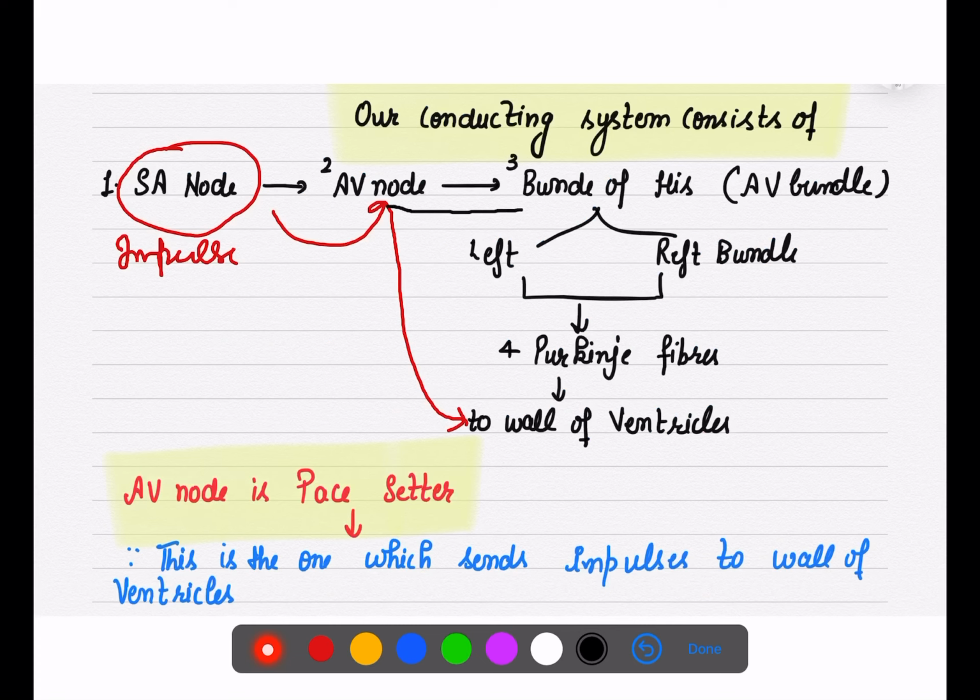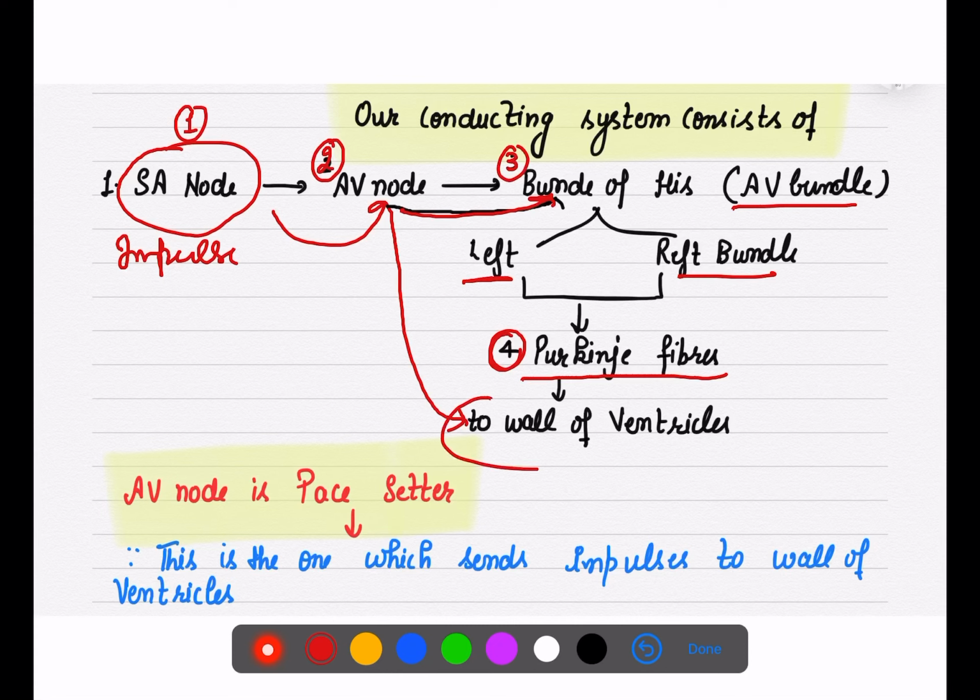From the AV node, the impulse passes to the bundle of His. It is known as the AV bundle also, that is the left and right bundle. Then it passes on to the Purkinje fibers. Why am I giving it 4 numbers? Because first is the Sinoatrial node, second it passes to the AV node, then to the bundle of His, and then to the Purkinje fibers, and finally it reaches the wall of the ventricle.